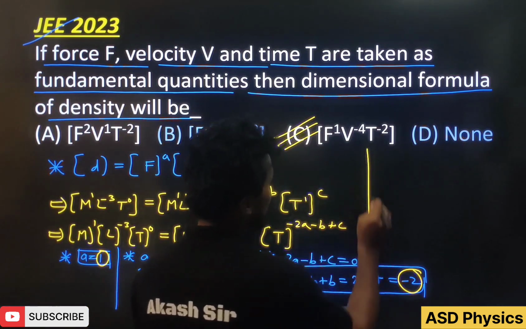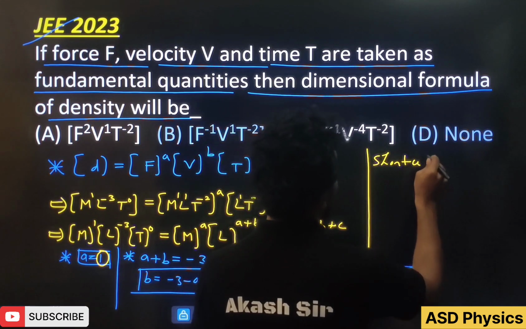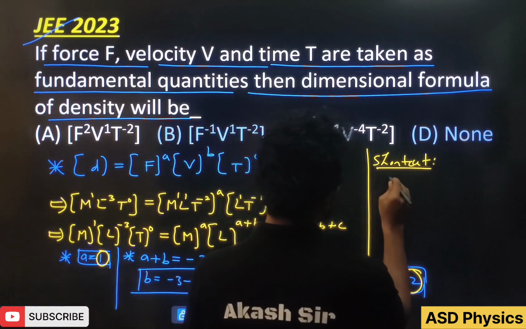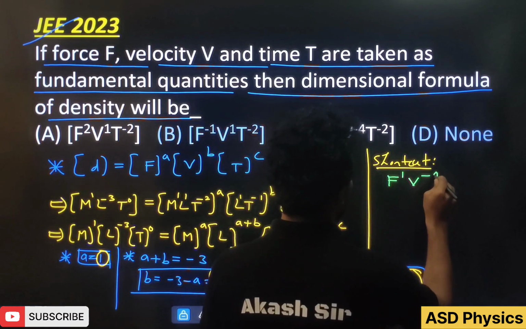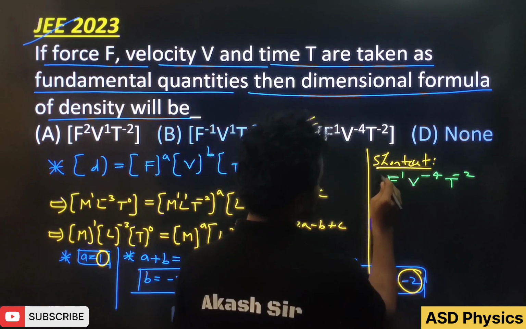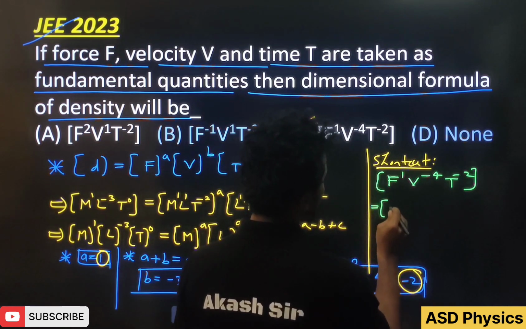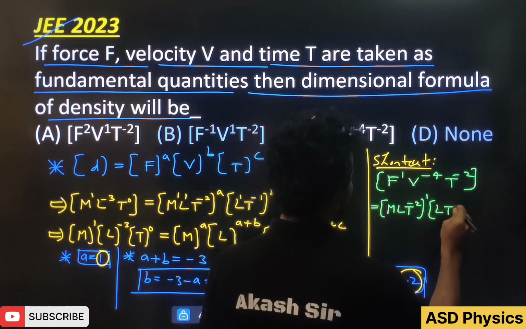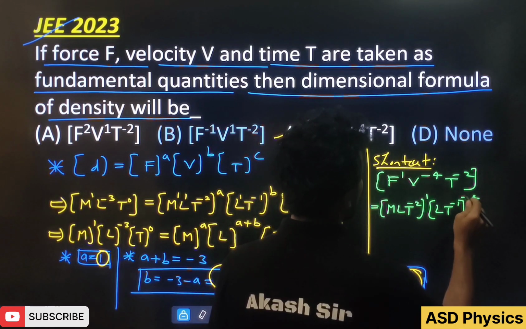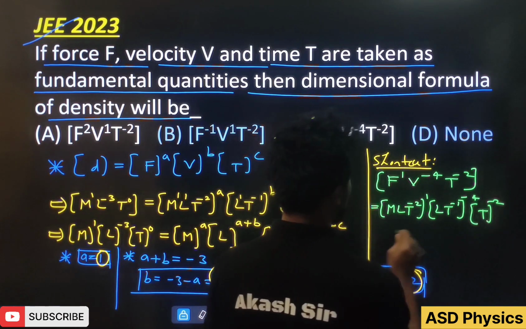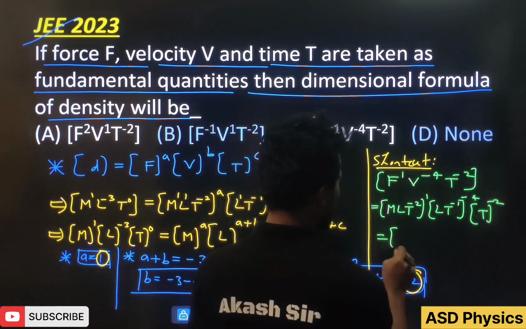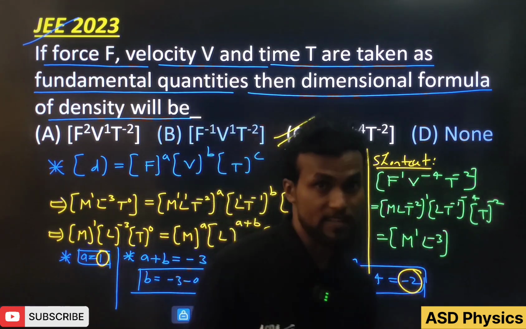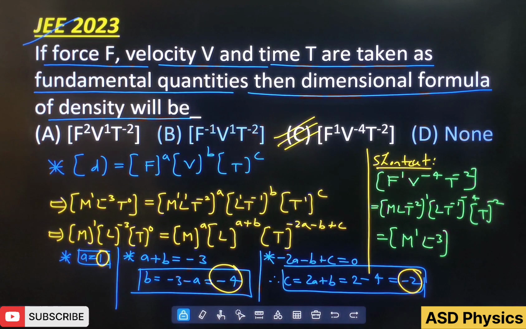And now the shortcut, as I have told you before also. When we do the shortcut, we know F power 1, V power minus 4 and T power minus 2. Now in a bracket, F means MLT minus 2 power 1, velocity means LT minus 1 power minus 4, and time means T power minus 2. When you simplify this, it will come M power 1, L power minus 3, and that is the dimensional formula of density. Shortcut. So students, kindly see very well.